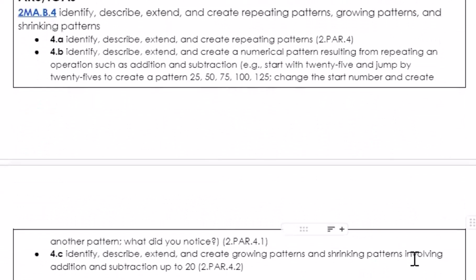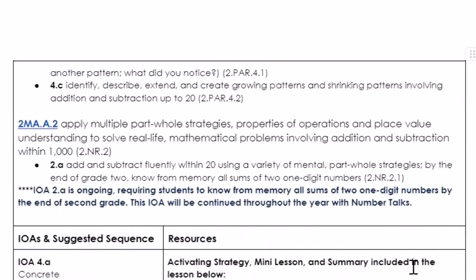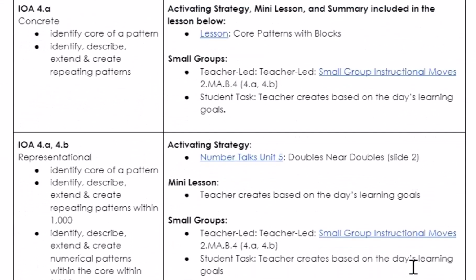You notice we're going to move on to the next portion of our pacing guide, where you see AKS 4 and AKS 2. As stated in previous videos, AKS 4 patterns is new to 2nd grade this year. In units 2 and 4, students identified, described, extended, and created numerical patterns resulting from repeating an operation, such as addition and subtraction. In Unit 6, students will identify, describe, and extend repeating patterns, growing patterns, and shrinking patterns.